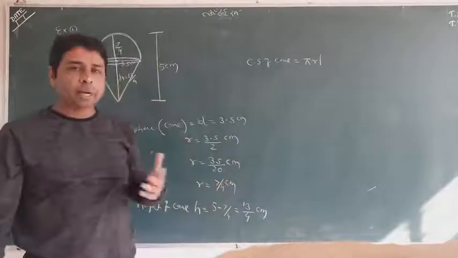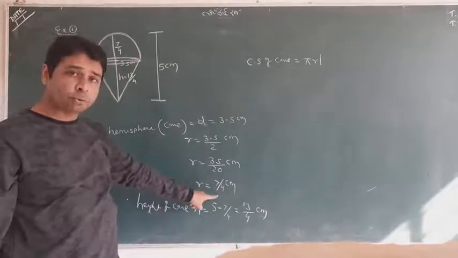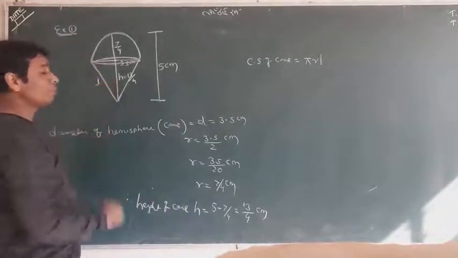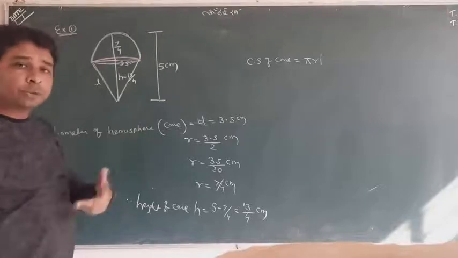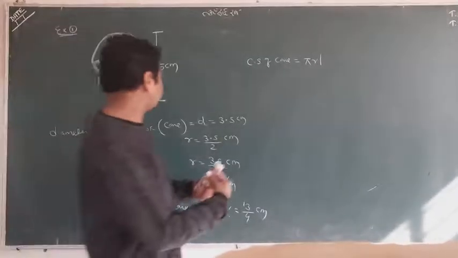So pi r, where r is the radius of the cone, 3.5 by 2, that is 7 by 4, and l is the slant height, which is this one or this one. That we don't know. So first of all, l we will find out.